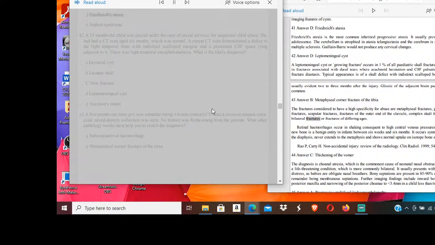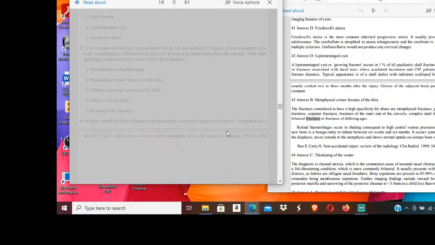43. A 5-month-old baby girl was admitted fitting. On non-contrast CT, a crescent-shaped extra-axial mixed-density collection was seen. No history was forthcoming from the parents. What other pathology would most help you to clinch the diagnosis? A. Subconjunctival hemorrhage. B. Metaphyseal corner fracture of the tibia. C. Diffuse periosteal reaction of the tibia. D. Anterior rib fractures. E. Bruising to the forehead.